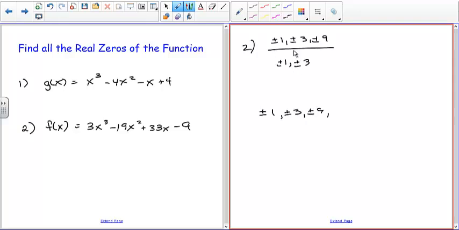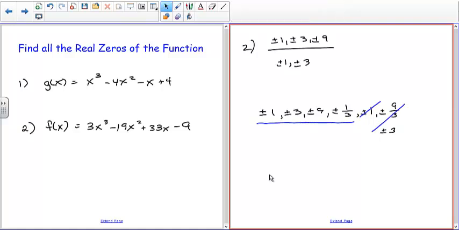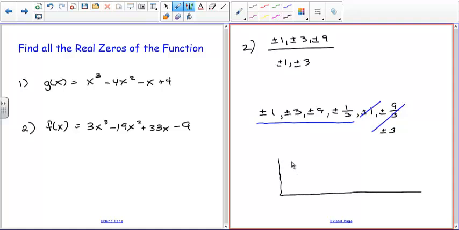Then with 3 as the denominator, you can have plus or minus 1/3. The second one, plus or minus 1, is just a repeat of the first one, and plus or minus 9/3 is of course plus or minus 3. So you can see this is a duplicate. This is a duplicate. So we end up with these 8 different possibilities. So we're just going to try again. Let's try 1 again.